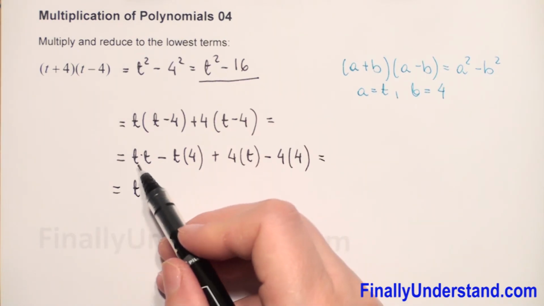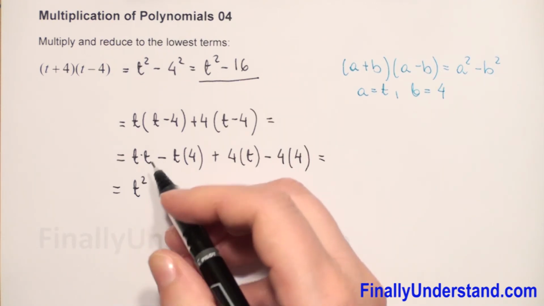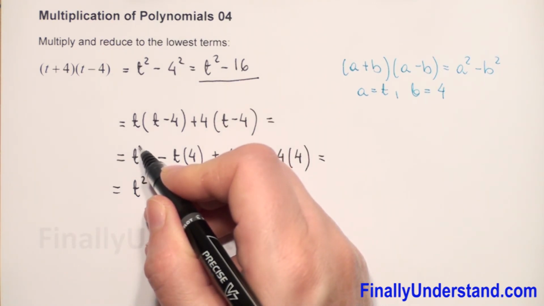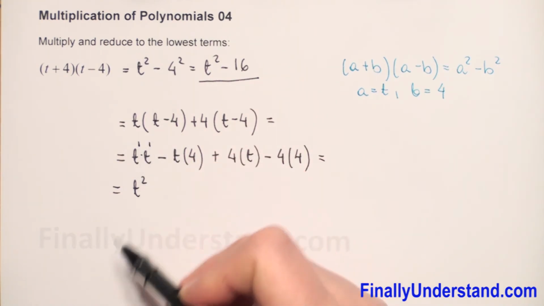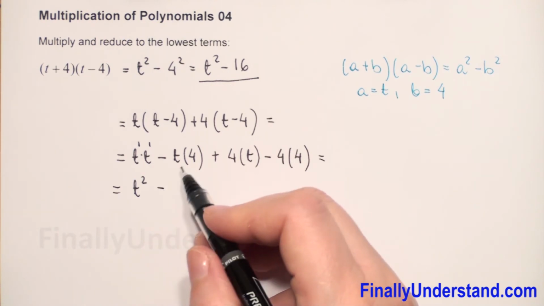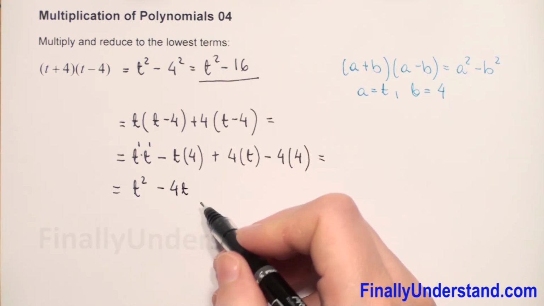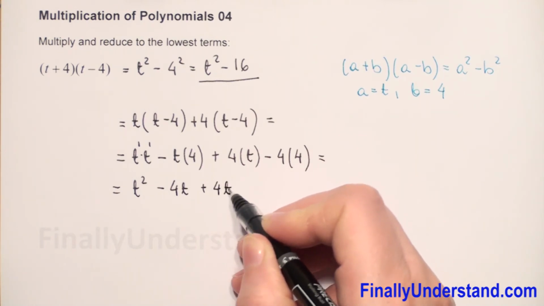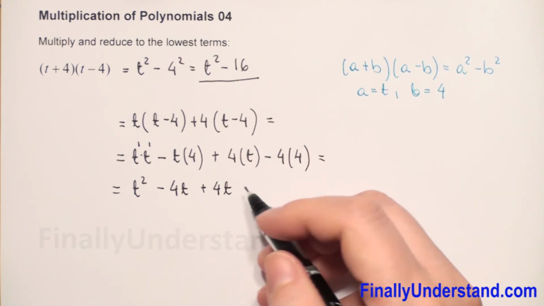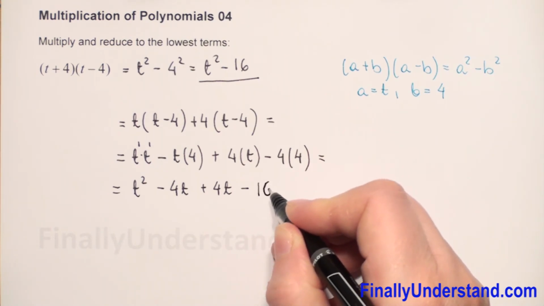How did I get this? We have variable t and t, the same base, so we copy the base and we have to add exponents. So if we don't have exponent, it's always an invisible 1. So 1 plus 1 is 2. Minus t times 4. We always put the number first and next the variable, so it will be 4t, plus we have 4 times t is 4t, and 4 times 4 is 16. So we have negative sign, we have to copy 16.